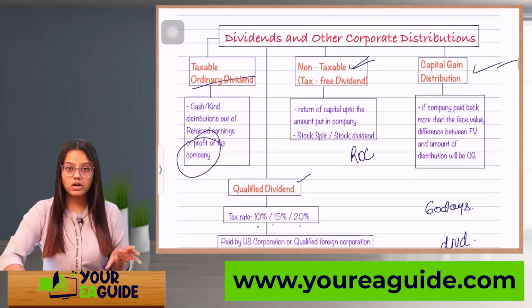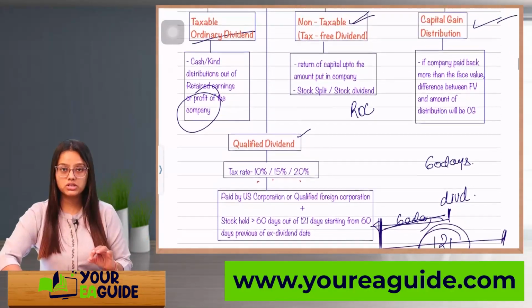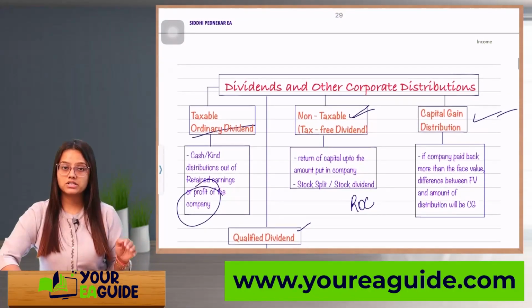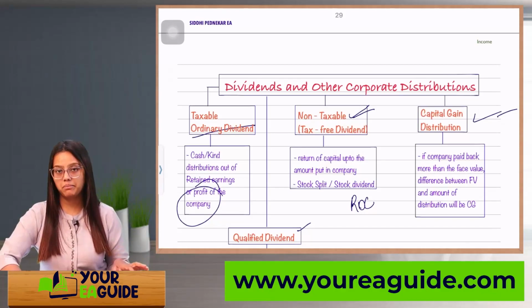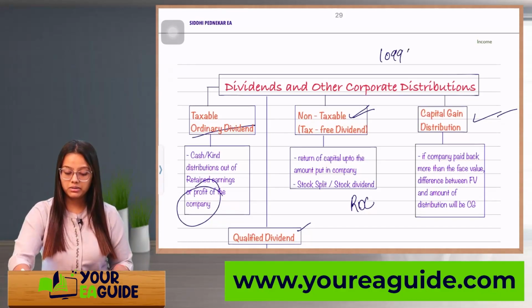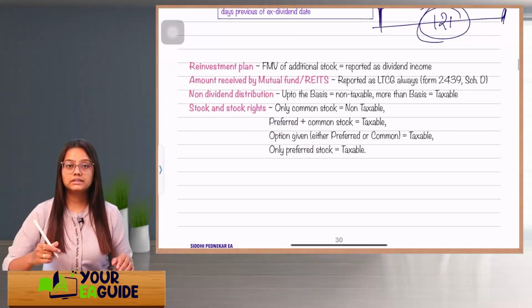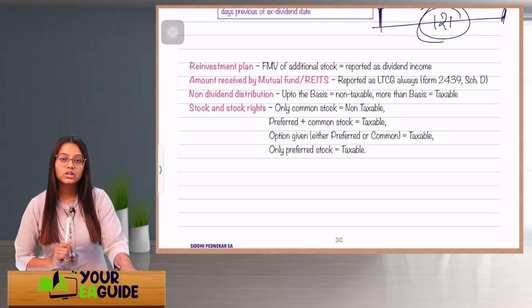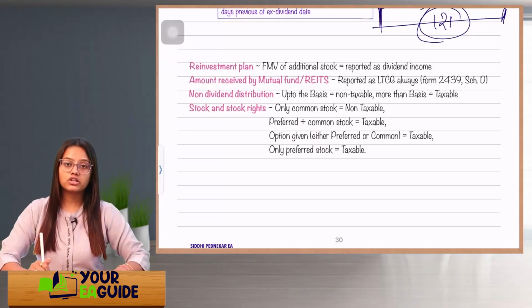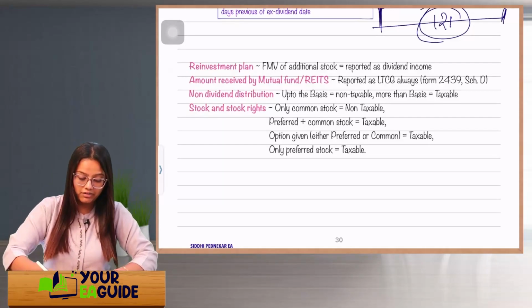So this is called a qualified dividend, and qualified dividend will have a preferential rate of 10%, 15%, 20%. An ordinary dividend will be considered as normal dividend income. It will fall under the normal slab rate. You will receive either a 1099B brokerage statement or a 1099 DIV. Okay. Next is reinvestment plan. Amount received by the mutual fund or REITs or non-dividend distribution, stock and stock rights. All these taxabilities are given if you have a reinvestment plan.